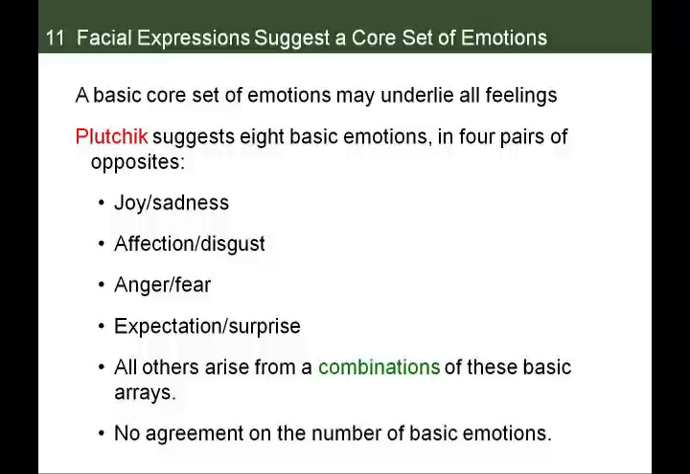Now, there is agreement that indeed there are basic emotions where a person doesn't learn, that it's biologically programmed. There's definitely agreement over that. But there is a lot of disagreement and debate over, well, how many basic emotions do we have? Do we have 6, 7, 8? Okay?